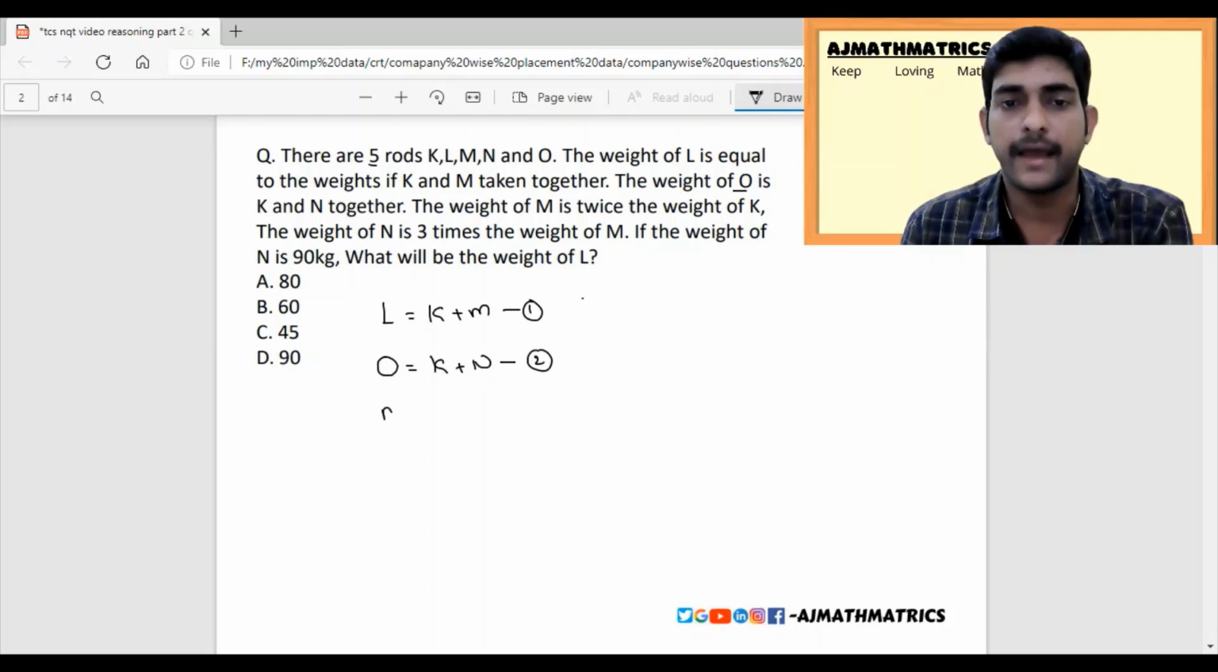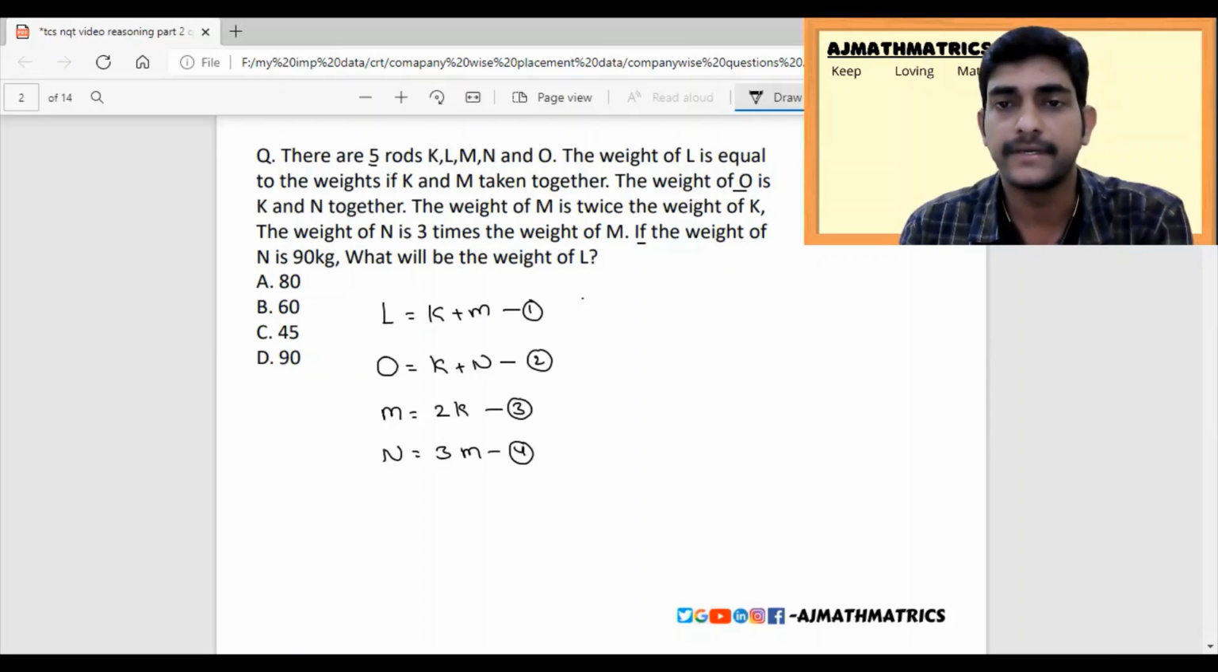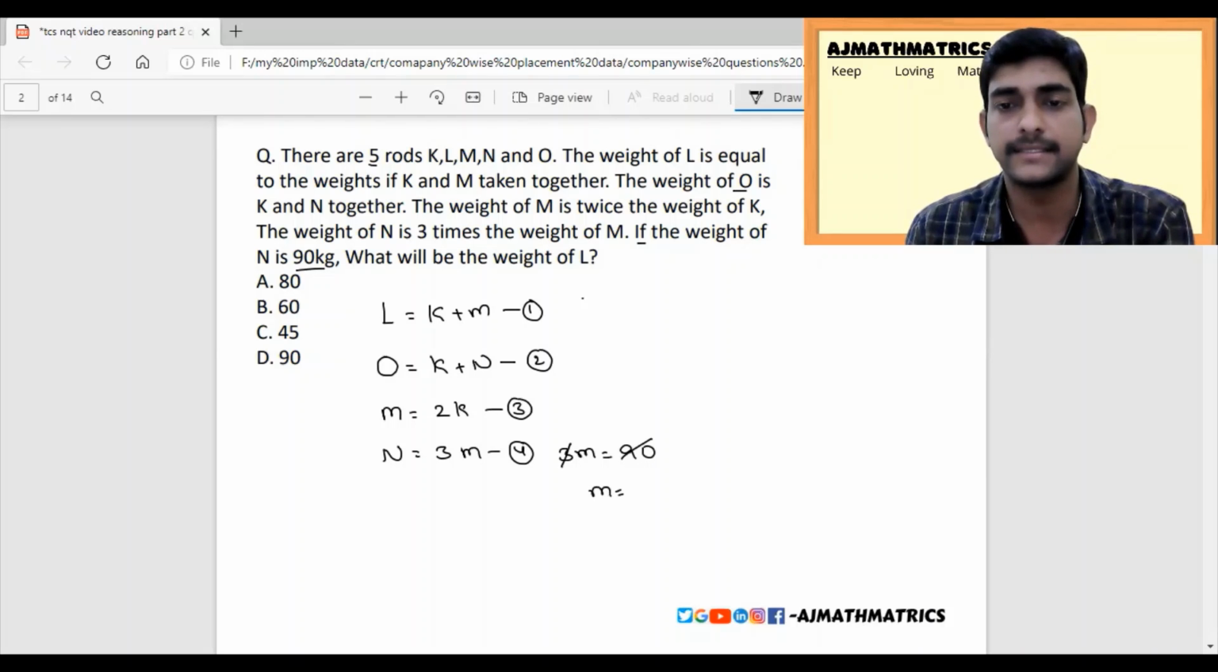And the weight of M is twice the weight of K. Twice the weight of K means this is how we need to write. This is the third equation. And the weight of N is 3 times the weight of M. So this is the fourth equation. Now the other data we have here is if the weight of N is 90 kgs, which means 3M is equal to 90. So from this, M we'll get as 30.